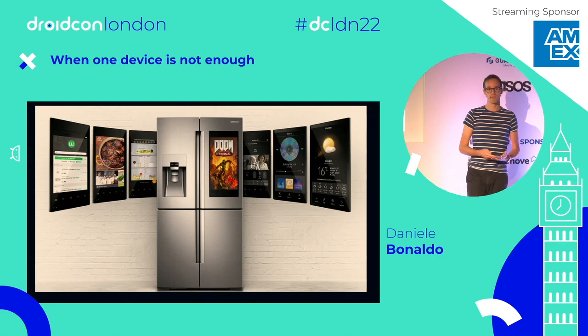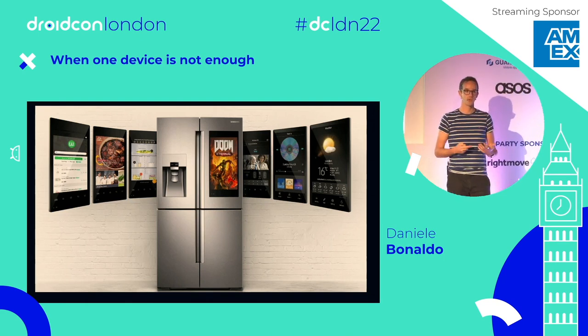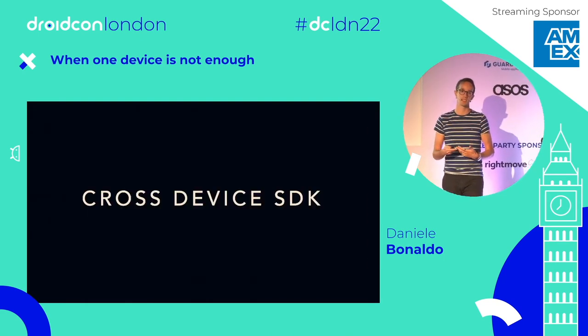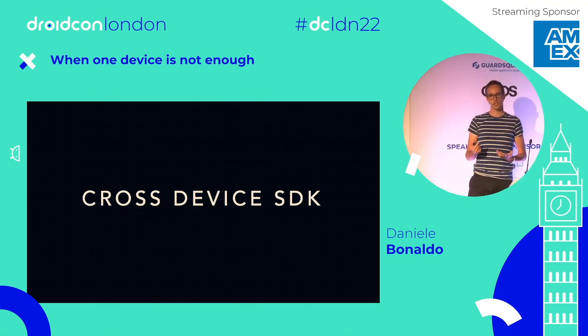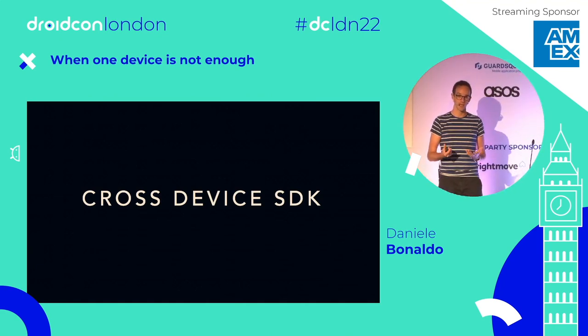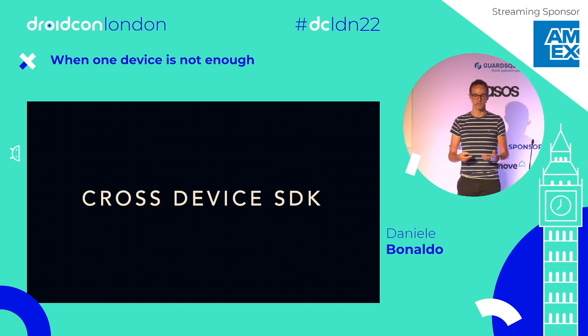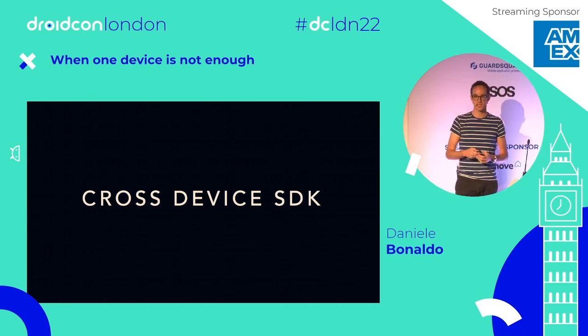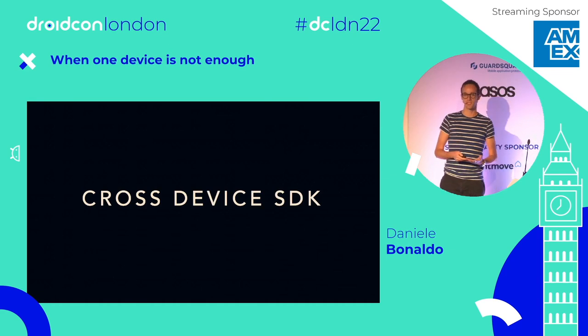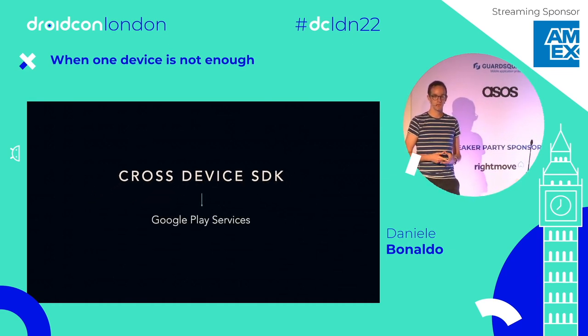This new SDK from Google is going to help us create some of these seamless transitions and create what could be a niche UX, but still interesting for different applications. So the name of this SDK is the Cross-Device SDK, and it's built on top of Google Play services.